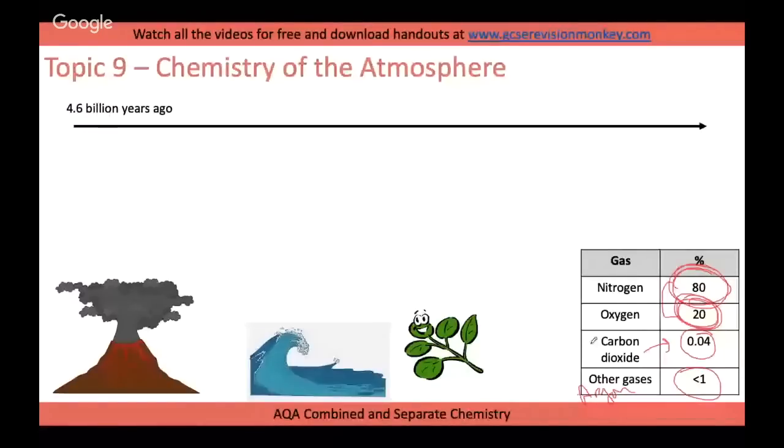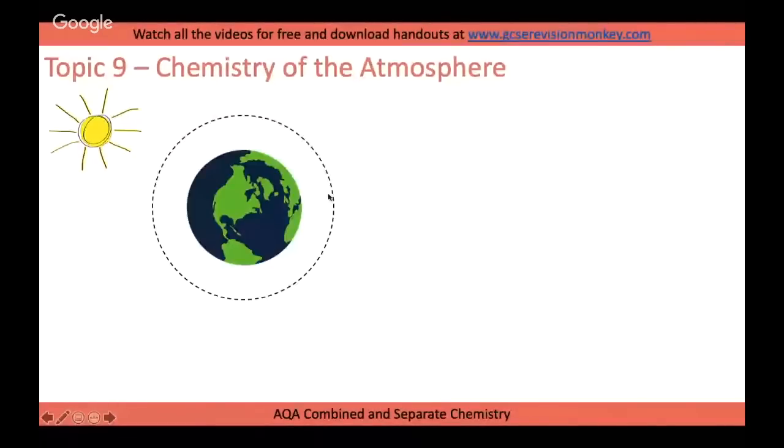So an atmosphere of mostly carbon dioxide, dissolved in the oceans, made sedimentary rocks, fossil fuels, made the carbonate shells of animals, and then taken in by photosynthesis, oxygen released, and we end up with the atmosphere like it is today. So chemistry of the atmosphere continued then.